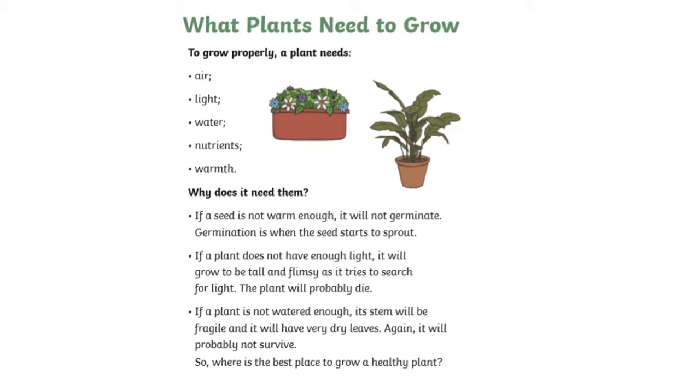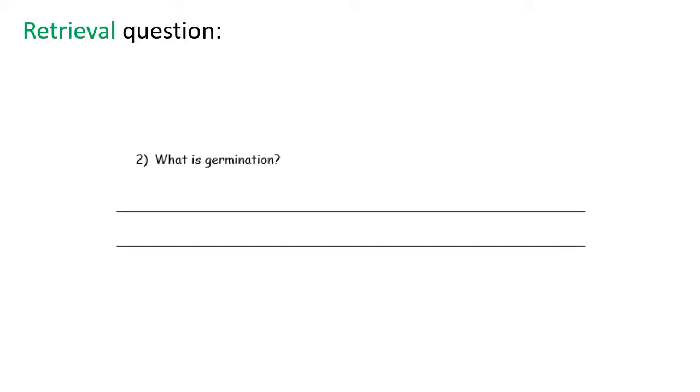If a plant is not watered enough, its stem will be fragile and it will have very dry leaves. Again, it will probably not survive. So where is the best to grow a healthy plant? Okay, so that's your text. And we're going to move on to one of the questions you've got today, which is a retrieval question. It says, what is germination? Okay, so because this is a retrieval question, I'm going to be finding the answer in a text.